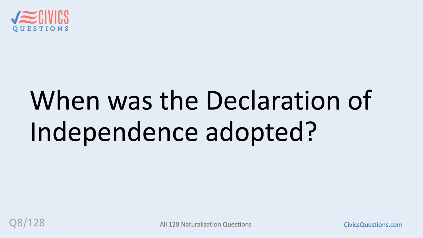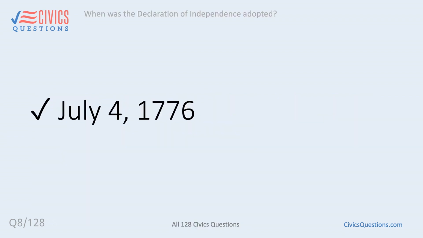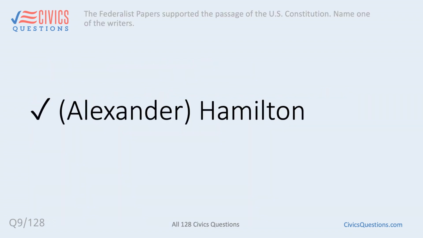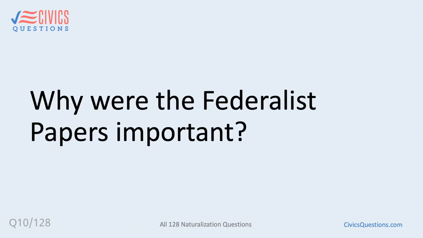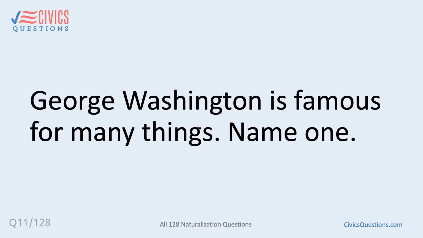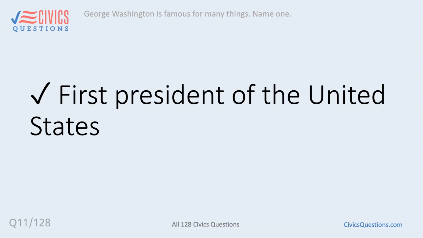When was the Declaration of Independence adopted? July 4, 1776. The Federalist Papers supported the passage of the U.S. Constitution. Name one of the writers. Alexander Hamilton. Why were the Federalist Papers important? They helped people understand the U.S. Constitution. George Washington is famous for many things. Name one. First President of the United States.